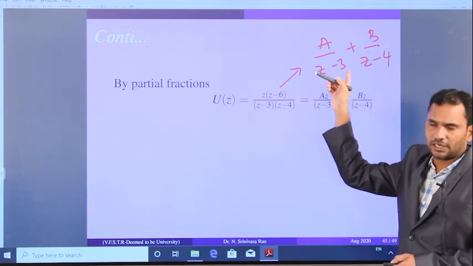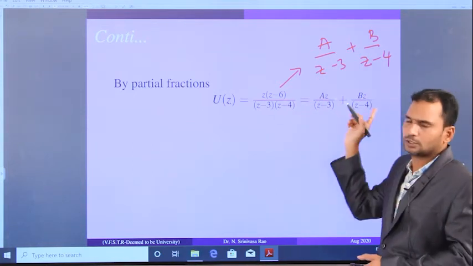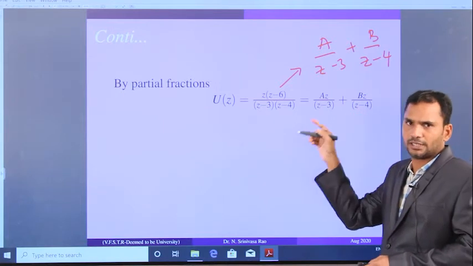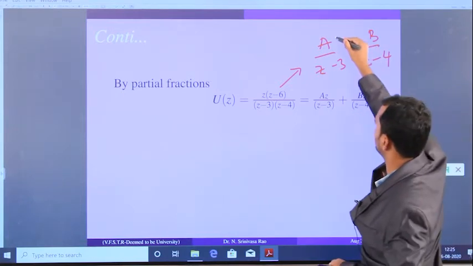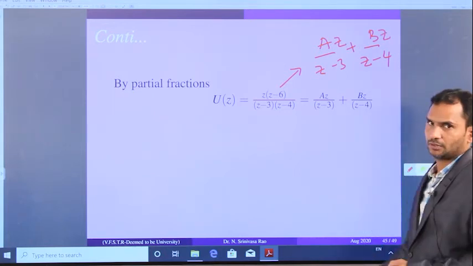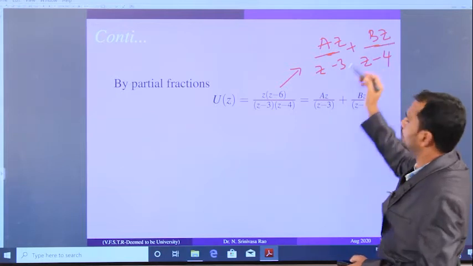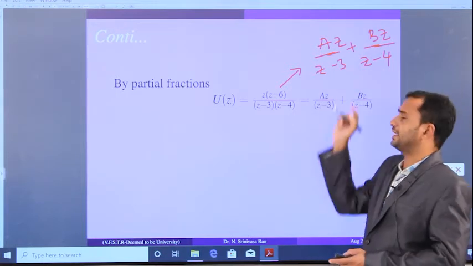These are the general partial fractions. But when you come to z transformations, you have to do one extra thing. I have told you already so many times. What is it? It is az plus bz by z minus 4. Okay, so what you have to do extra is, in the numerator you have to multiply extra with z.